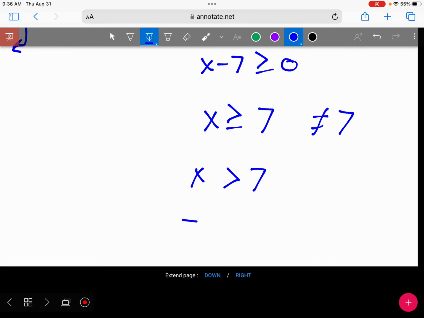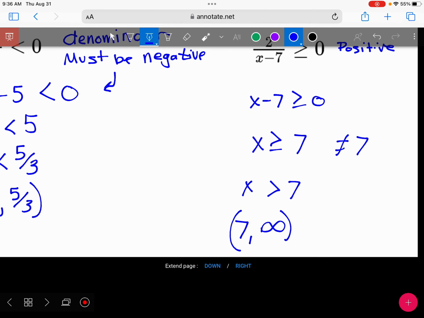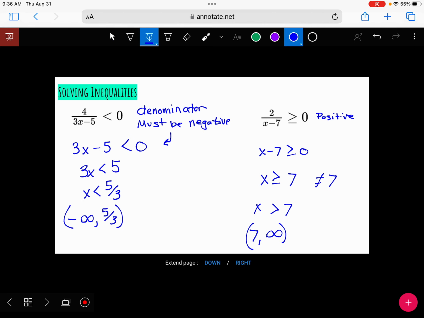So this can go from 7 to infinity, but it can't be 7. It could be 7.001. It could be 7.0000001. But it cannot be 7. Because then I'm dividing by 0 and the world falls apart. Because fractions do not like zeros in the denominator, right?